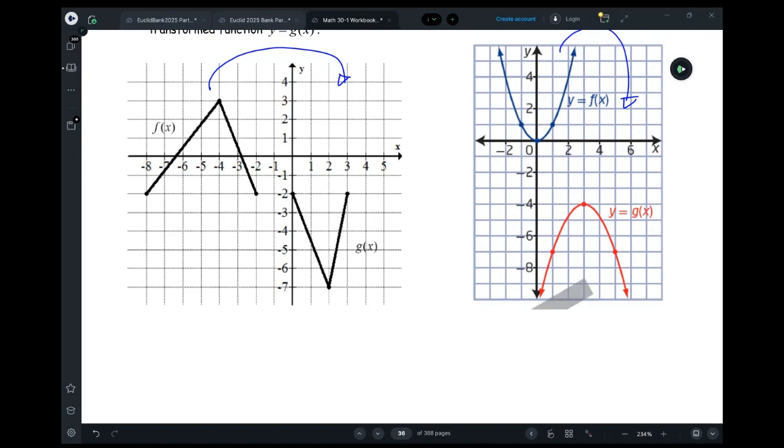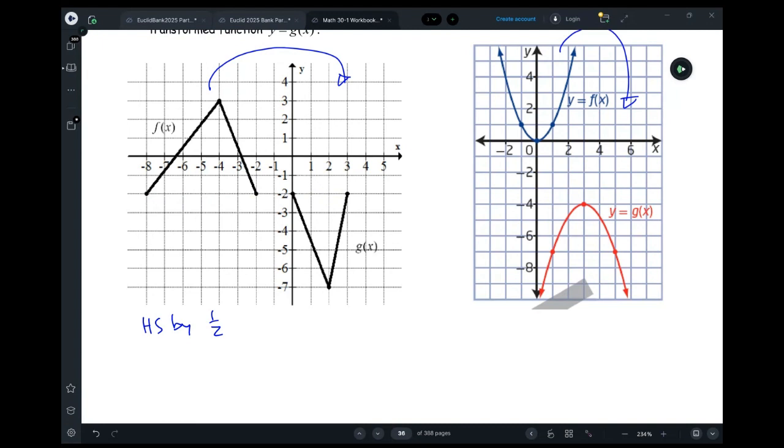So I think for this one, it's pretty clear that the very first thing that happened here, and you can play with this a little bit, was a horizontal stretch by a factor of a half. The distance between these 2 points is 6. The distance between these 2 points is 3.